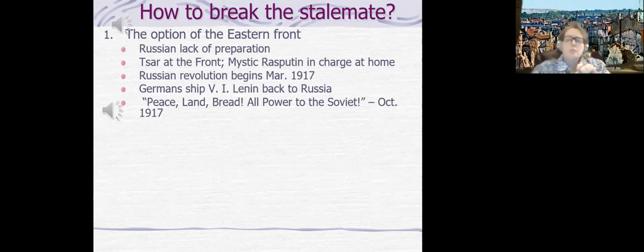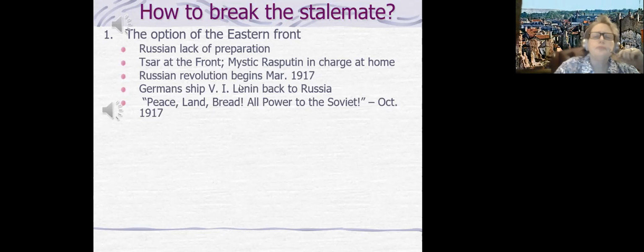Peace was designed to appeal to the soldiers who were losing so badly at the front, land to the peasants, and bread to anybody who was starving, peasant or worker. It was a brilliant slogan, and it's going to propel him and Russia into the radical phase of the revolution. And under Lenin, we're going to see Russia move into this communist phase, which will last for, well, the next 75 years.